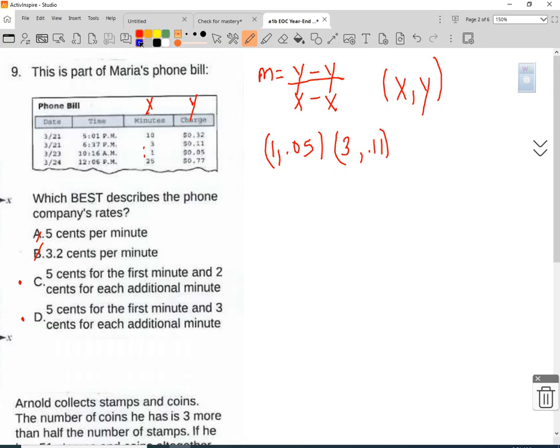So if we use this formula, I'm going to do the biggest Y minus the smallest. It doesn't really matter, but I'm avoiding negatives if possible. So since I put 11 cents first, I have to put the x coordinate that goes with it underneath it, and then the x coordinate that goes with the y coordinate here. So that would be 6 cents divided by 2, which would be 3 cents per rate of 1 minute change, right? So it's 3 cents per minute.